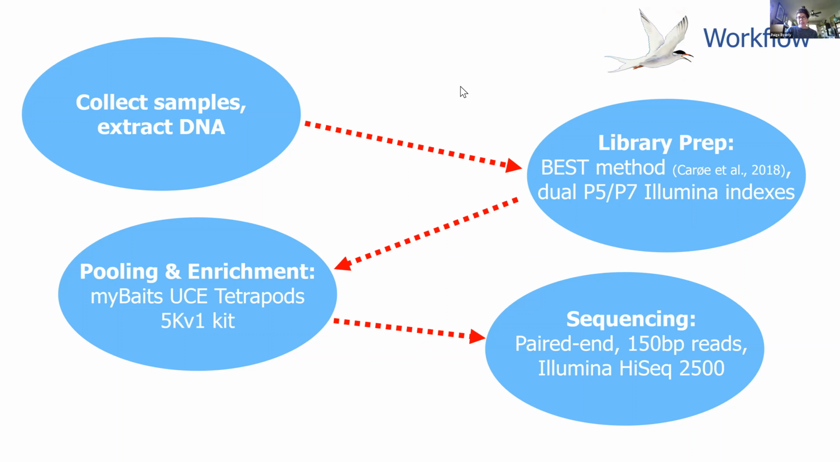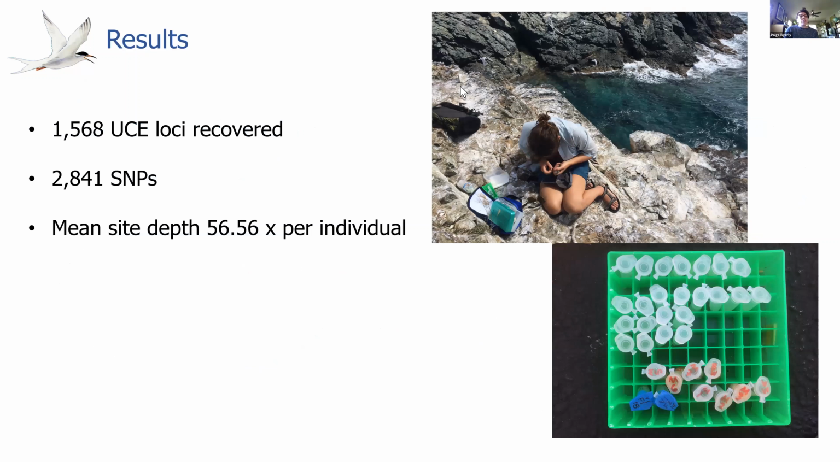So overall, we recovered 1,568 UCE loci that were common among all 71 of our individual samples. And that's a pretty common recovery rate for UCE analysis. And that translated to 2,841 SNPs, which is very adequate for evaluating questions of population dynamics, with a mean site depth of 56x per individual. So that suggests we have very high read depth and that we're not evaluating errors made during the sequencing process, that these are true variant sites.